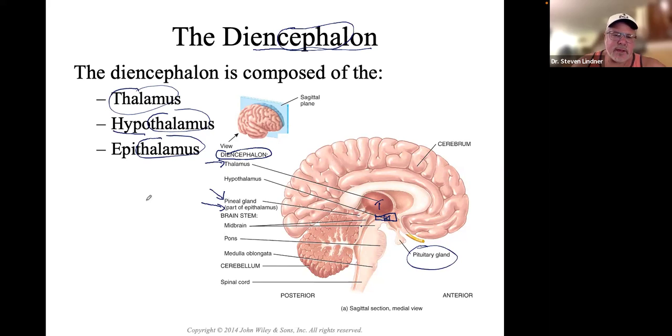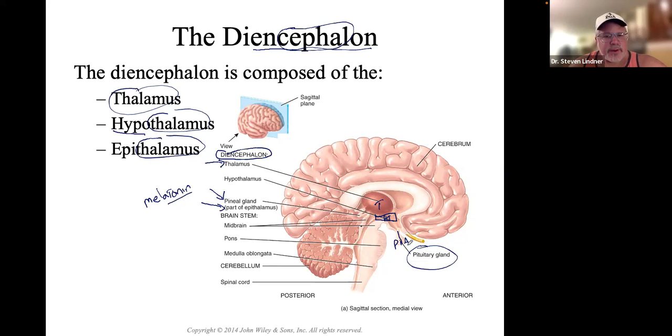The pineal gland is responsible for making melatonin, which helps tone you down at night and helps you sleep. The pituitary, you will learn in endocrinology, has two divisions. It has an anterior division and a posterior division. So they'll call it the anterior pituitary and posterior pituitary.